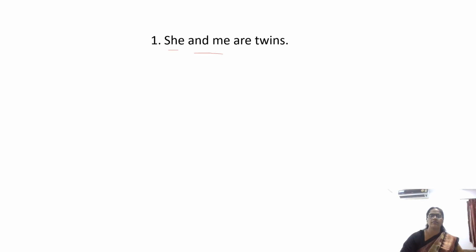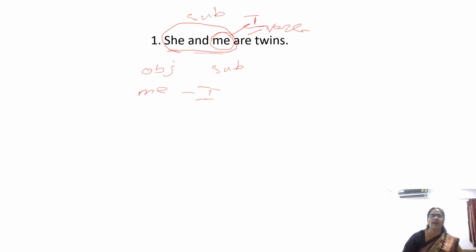She and me are twins. Okay. Here she and me is our subject and are is our verb. Me is object, right? And what is the subject form of me? I is the subject form of me. So since she and me is the subject of this sentence, we cannot use me here. So in place of me, we need I. So she and I are twins is the correct answer.